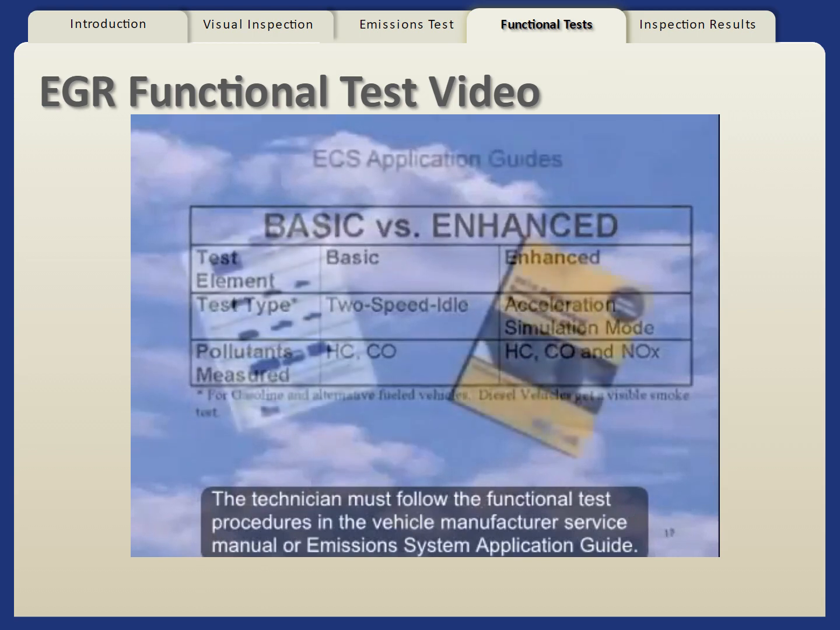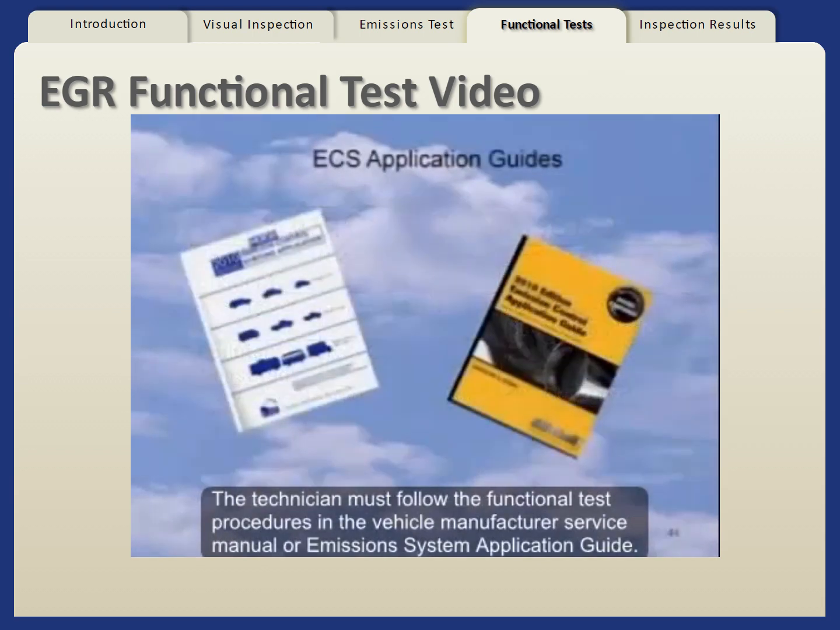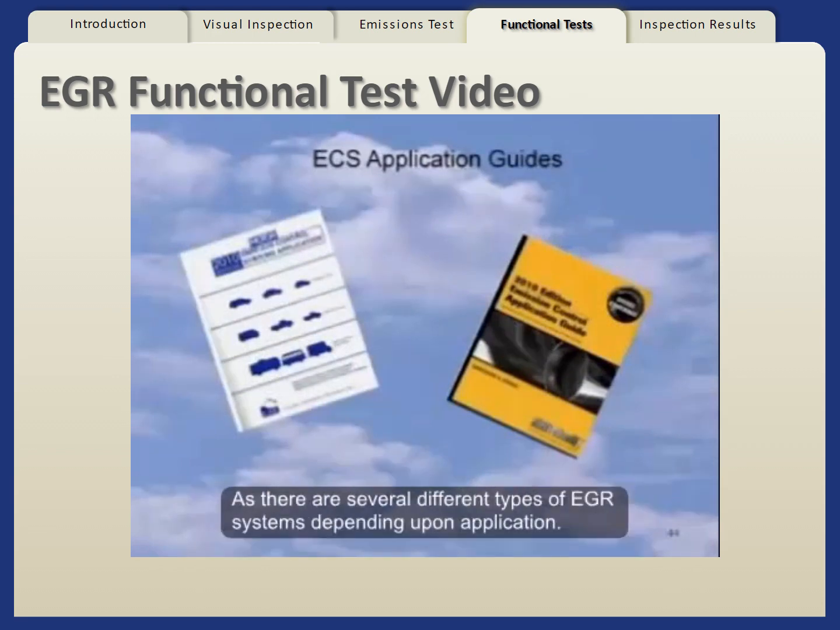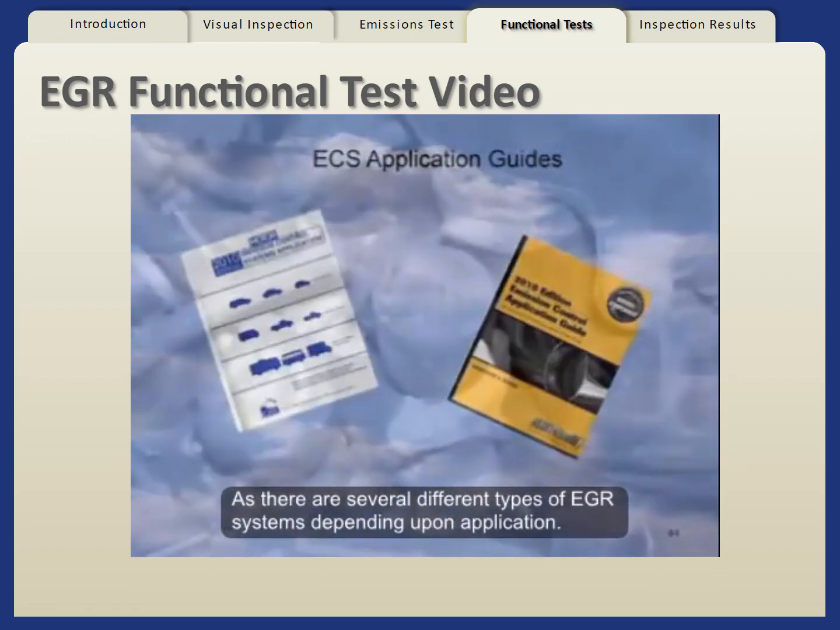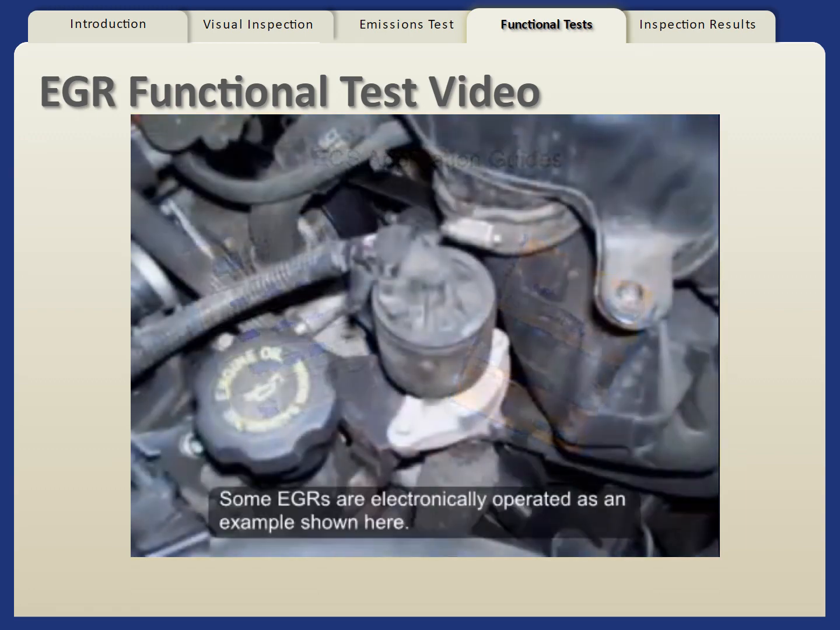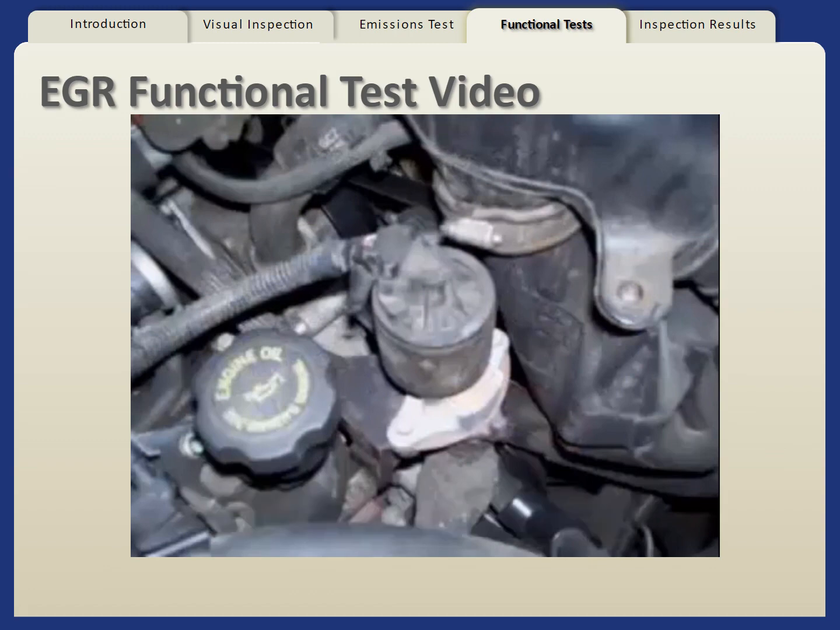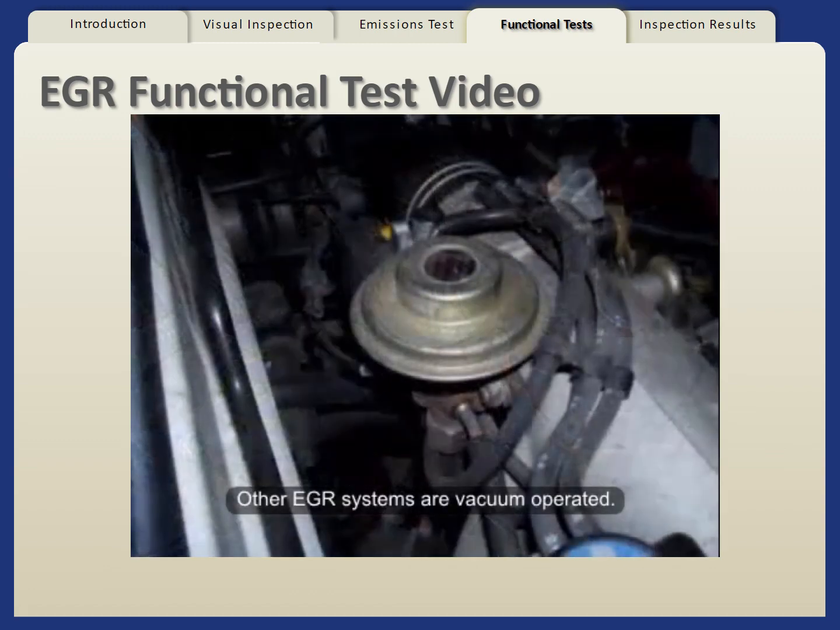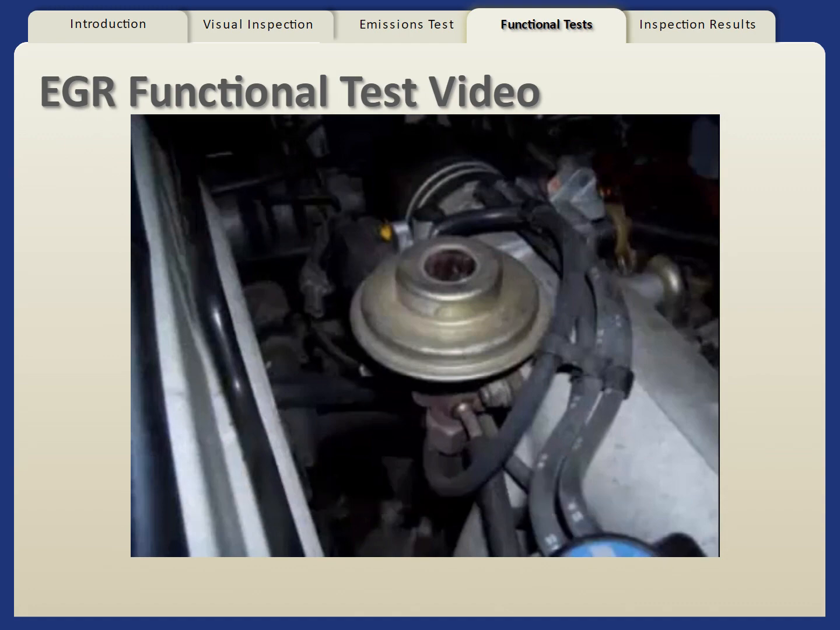The technician must follow the functional test procedures in the vehicle manufacturer's service manual or the emissions system application guide, as there are several different types of EGR systems depending upon application. Some EGRs are electronically operated, as in the example shown here. Other EGR systems are vacuum operated.